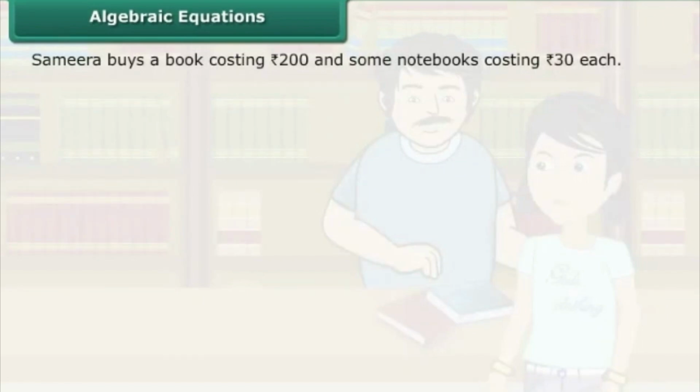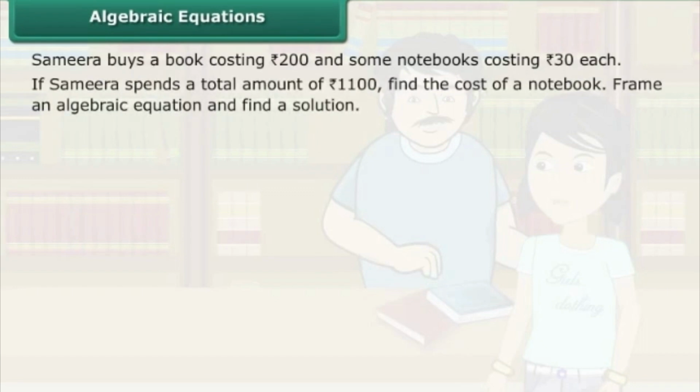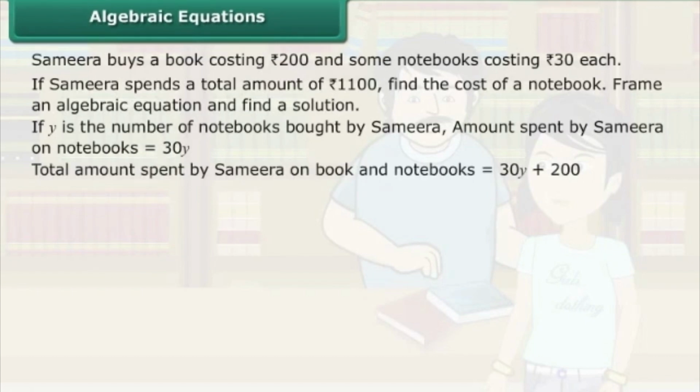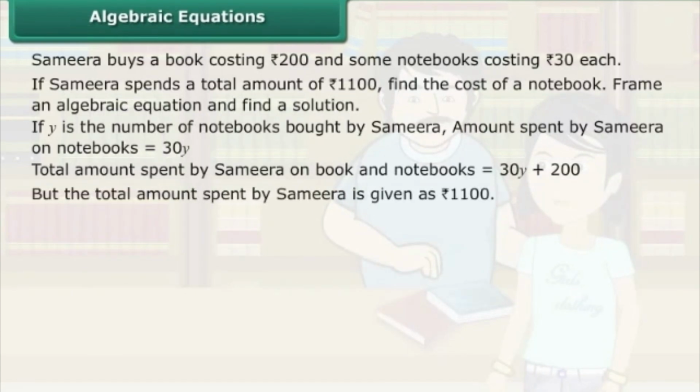Samira buys a book costing 200 rupees and some notebooks costing 30 rupees each. If Samira spends a total amount of 1100 rupees, find the cost of a notebook. Frame an algebraic equation and find a solution. If y is the number of notebooks bought by Samira, the amount spent on notebooks is equal to 30y. Total amount spent on book and notebooks is 30y plus 200, but the total amount spent by Samira is given as 1100 rupees. Therefore, 30y plus 200 is equal to 1100.